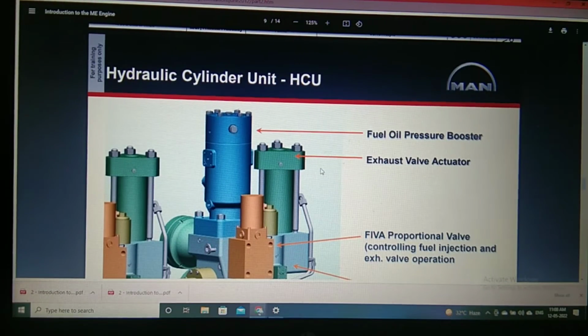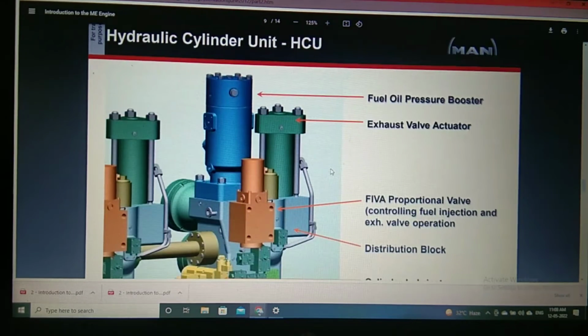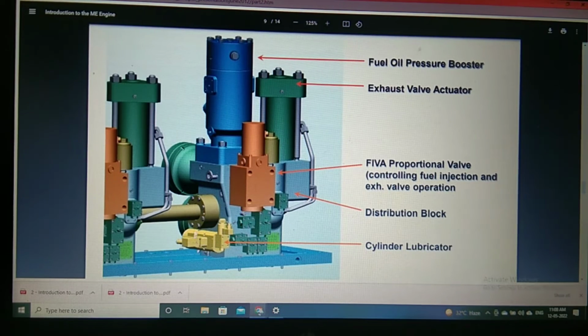So this is the main part, HCU, hydraulic control unit. So what it contains, as I told you, cylinder lubricator block is also there in that attachment, and distribution block is there. Then FIVA valve is there, that is a solenoid valve controlling fuel injection and exhaust valve operation, right? Then exhaust valve actuator is there. Actuator, you know the function of actuator, it was just pressurizing the lube oil. Then fuel oil pressure booster is also there. This is a full complete HCU unit.